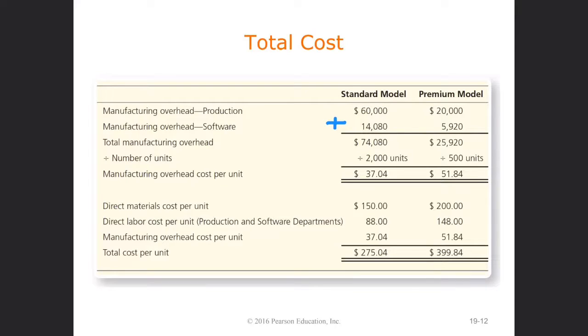So that's another formula too. To find your total cost per unit, you're going to take your direct materials cost per unit plus your direct labor cost per unit plus your manufacturing overhead cost per unit, and that's going to give you your total cost per unit.